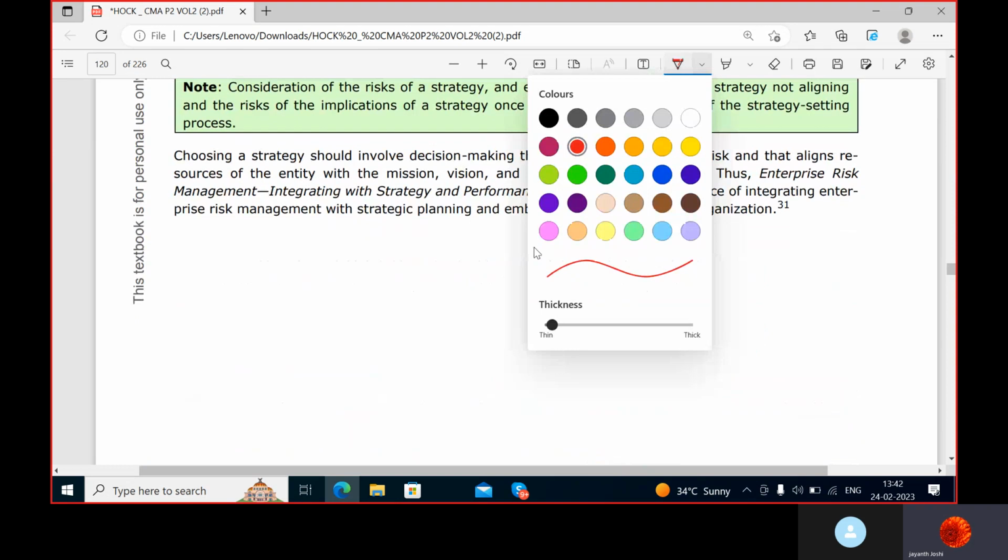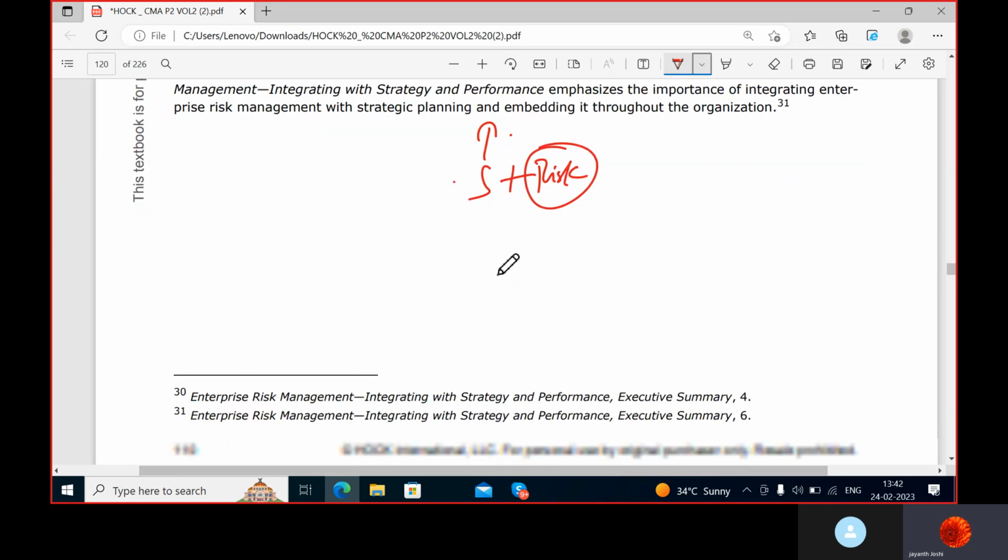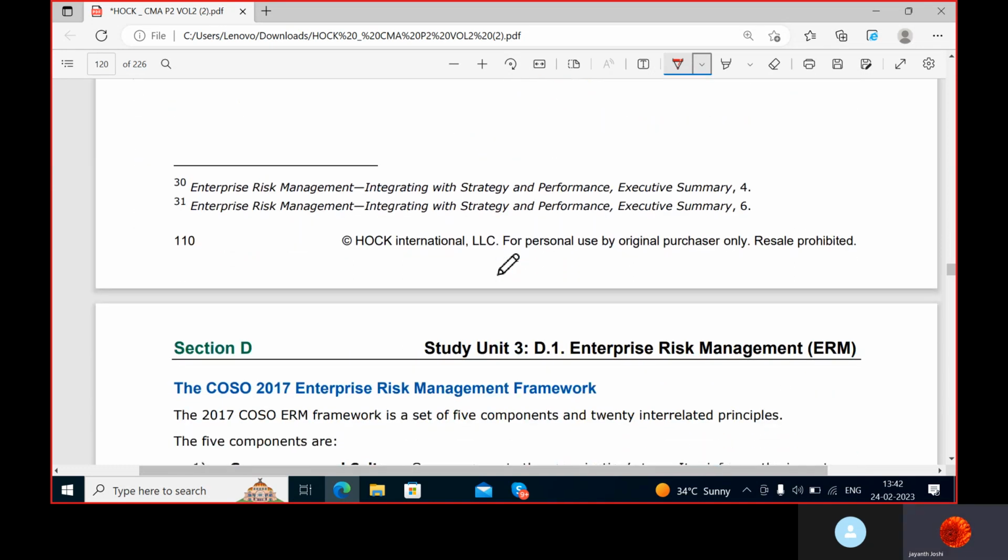That means you have to align the risk factor along with the strategy. That means strategy plus the risk factor. Strategy is made for what purpose? Achievement of goals. Am I right? Planning is for achievement of goals. In that planning, you also consider the risk factor. Alignment.